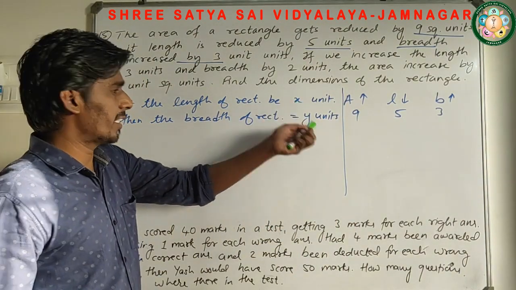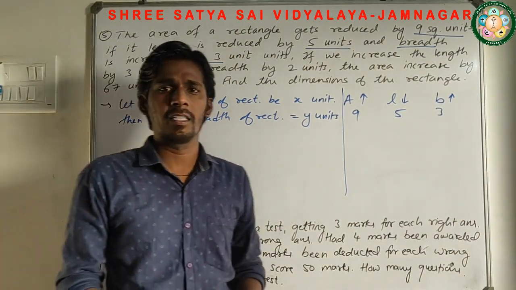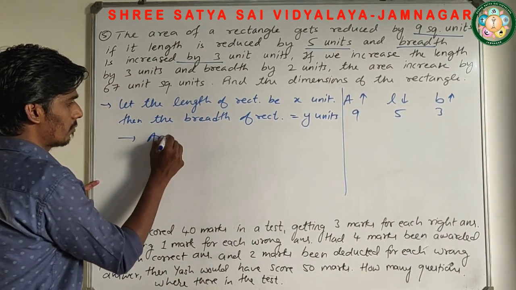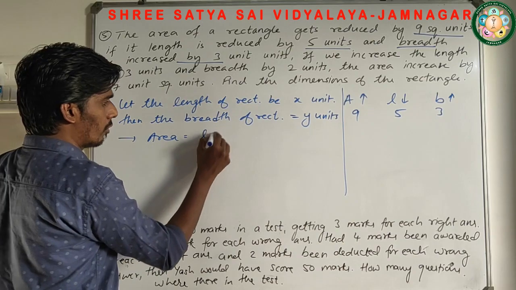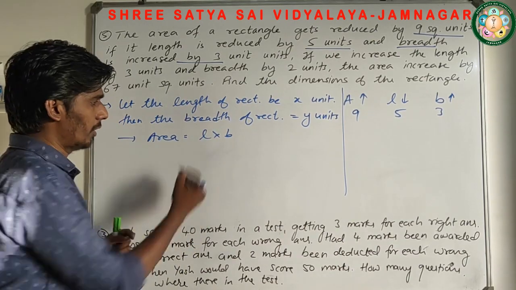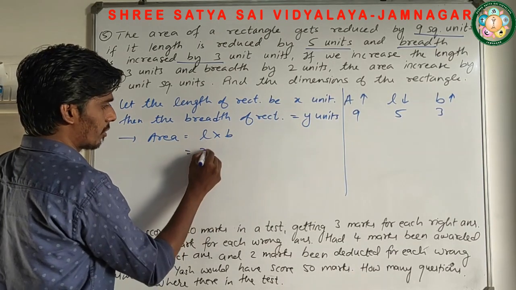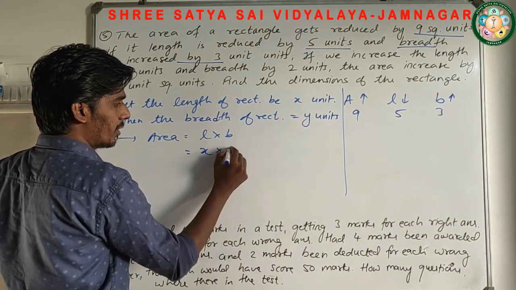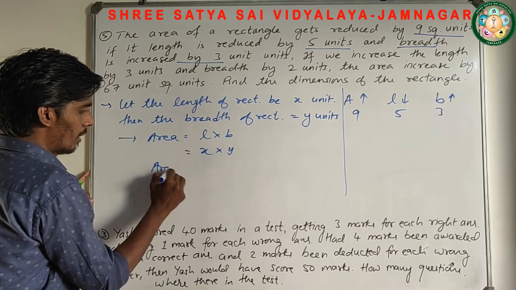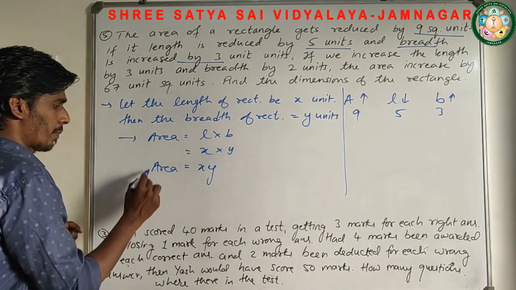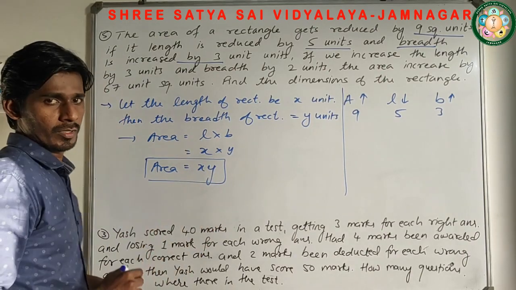So from this length and breadth, is it possible to find its area in variable form? Yeah. What is the formula to find area? Area of rectangle equals length into breadth. We already know this formula. So what is length here? X. What is breadth? y. So I can say its original area is xy. This is its actual area.